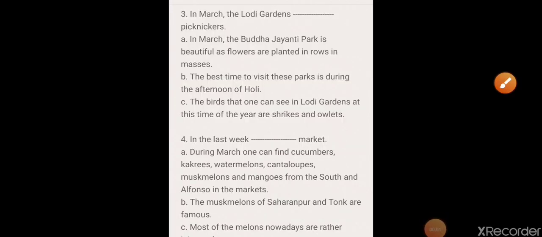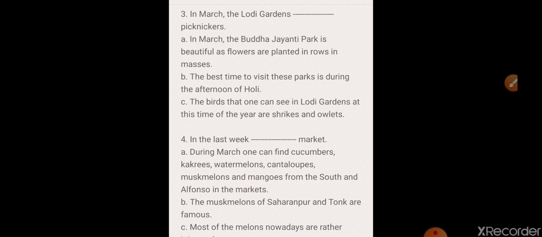Coming on to question number 3. In March, the Lodi Gardens and the Buddha Jayanti Park are much frequented by picnickers. So question number 1 is, what is special about the Buddha Jayanti Park in March? So in March, the Buddha Jayanti Park is beautiful as flowers are planted in rows in masses. They plant more and more flowers and it looks very beautiful there.